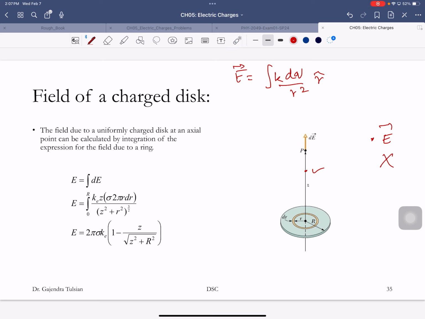Where does that two come from in front of the pi r? In the formula? Oh, when you're doing the integral, it comes from the circumference of the ring, 2 pi r. Okay.